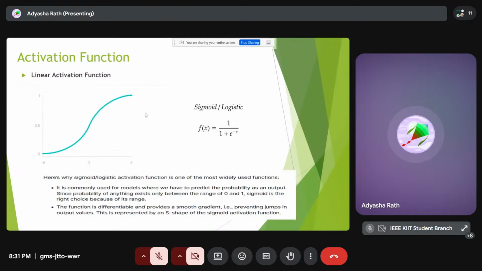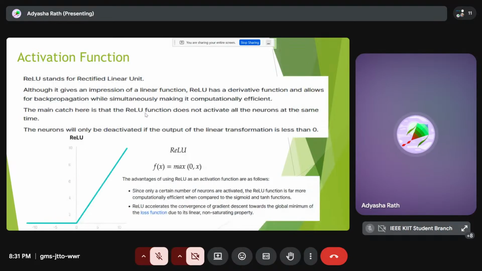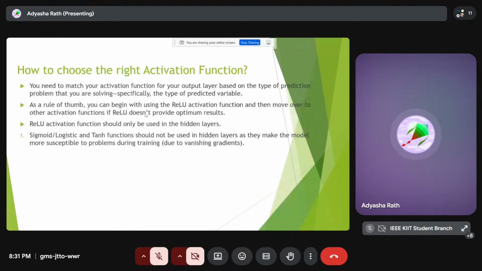Linear activation functions. This is the function for the sigmoid, the one-sided sigmoid, 1 by 1 plus e to the power minus x. This is tanh, f of x is equal to e to the power x minus e to the power minus x divided by e to the power x plus e to the power minus x. ReLU means rectified linear unit, negative values will be 0, positive will be as they are.